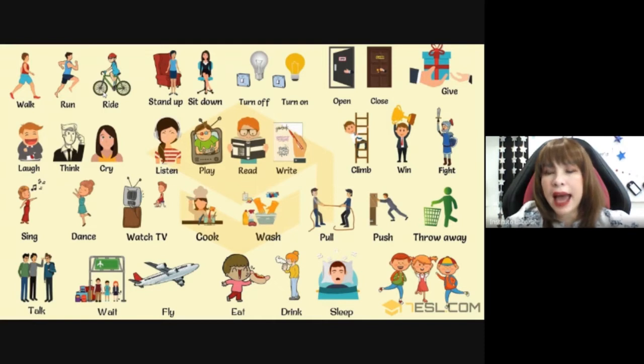Fight. The knight fights against the bad guys. Sing. She sings a beautiful song. Dance. The ballerina dances in the stage. Watch TV. My mom watches TV every afternoon. Cook. The chef cooks meals. Wash. I wash the dishes.